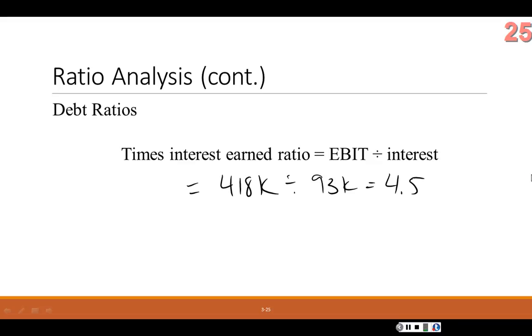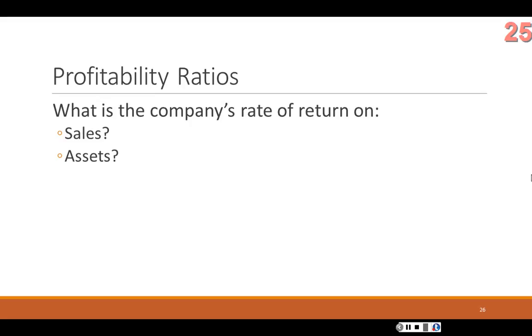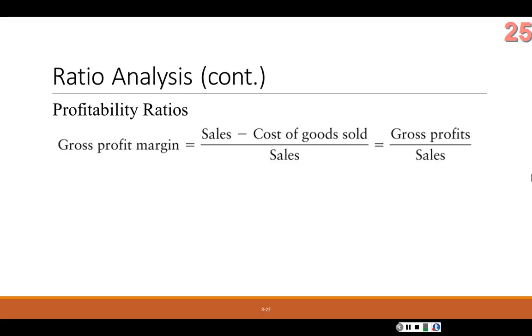So for Bartlett Company, this means that Bartlett Company makes enough to cover its interest expense 4.5 times. So a higher times interest earned ratio is better. It means that a company can afford to pay its interest payments. Profitability ratios measure a company's rate of return on sales or assets or just about anything. First, we'll look at gross profit margin, which is sales minus cost of goods sold over sales.